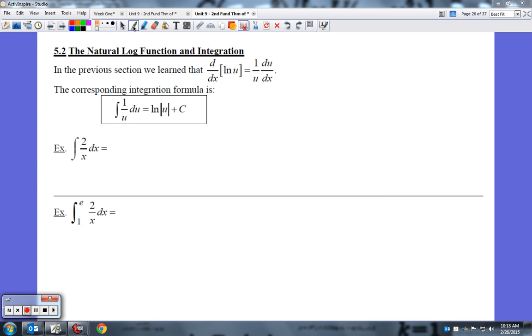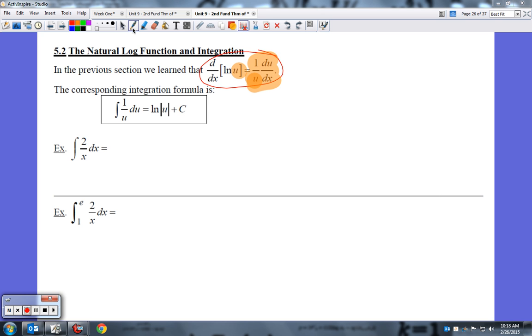Alright, so day 3 of notes. We're going to look now at the integration of natural logs. The integration of natural logs basically revolves around what we previously saw: the derivative of natural log is 1 over the stuff times the derivative of the stuff. So the integration has to be in this form.